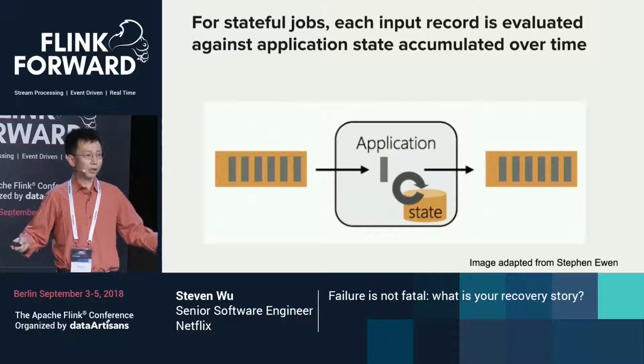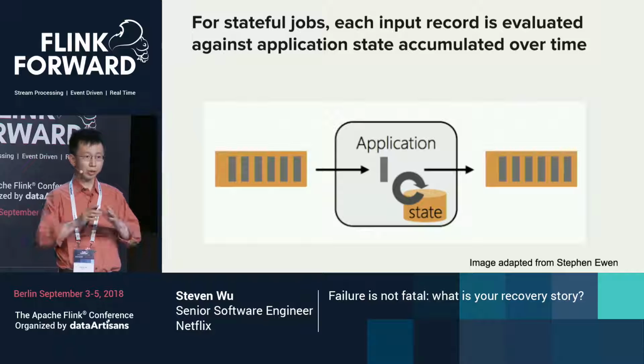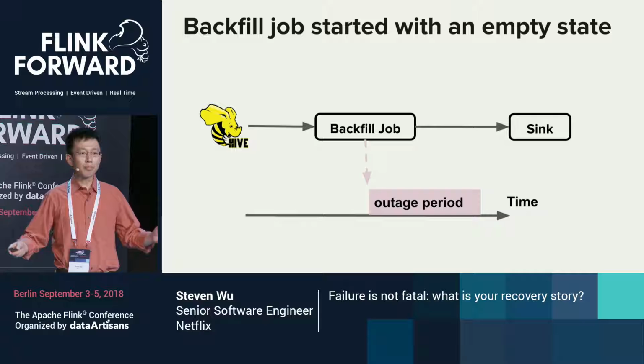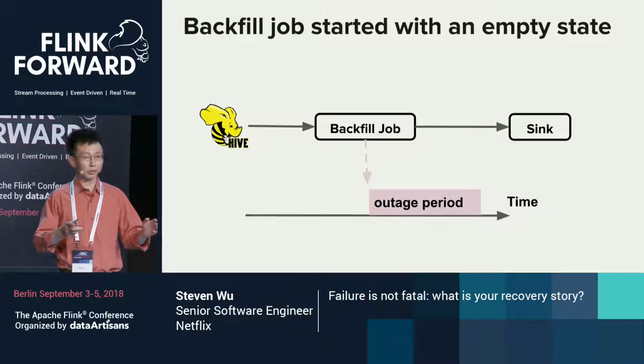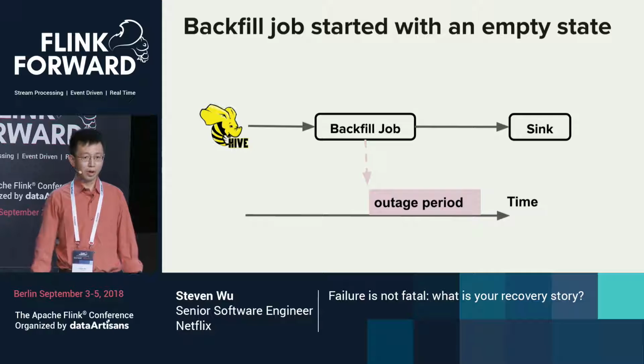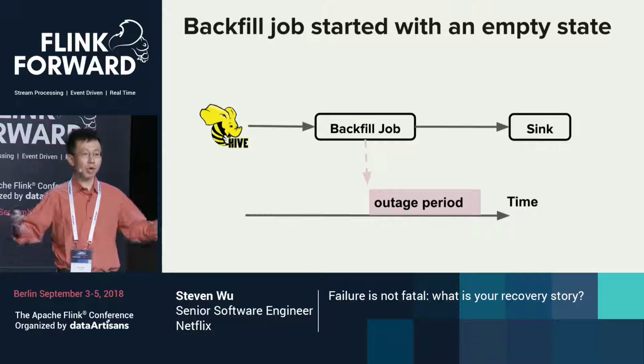For stateful jobs, each input record is evaluated against the application state that's built over time. For the Hive backfill job, because we switch the source from Kafka to Hive, we change the job tag. So we cannot start the Hive backfill job using a checkpoint or a savepoint from Flink. So we typically start the Hive backfill job with an empty state. When the input record is evaluated against the empty state or incomplete state, it may produce inaccurate result.